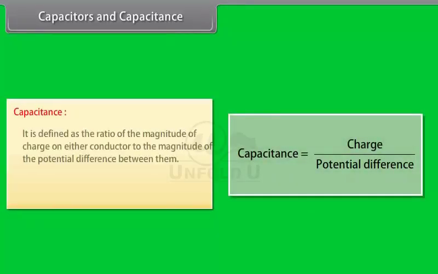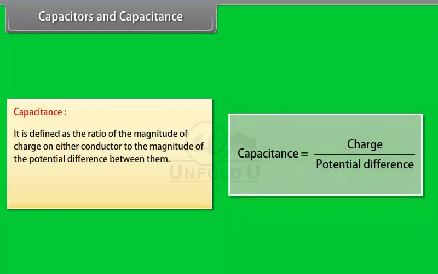Capacitance. It is defined as the ratio of the magnitude of the charge on either conductor to the magnitude of the potential difference between them. The SI unit of capacitance is coulomb per volt, called farad. Capacitance of a spherical conductor.